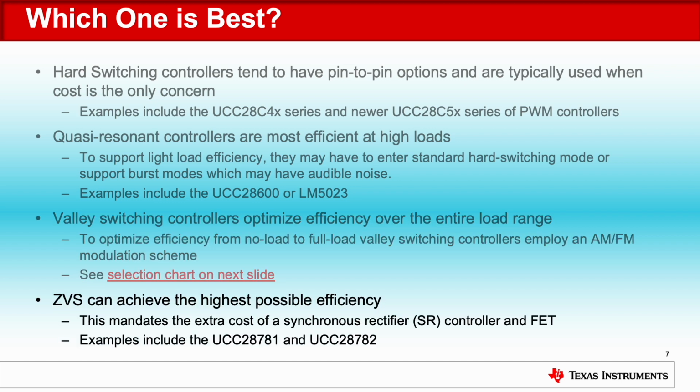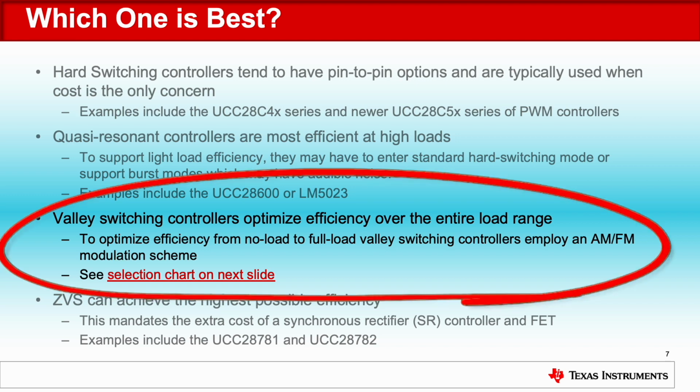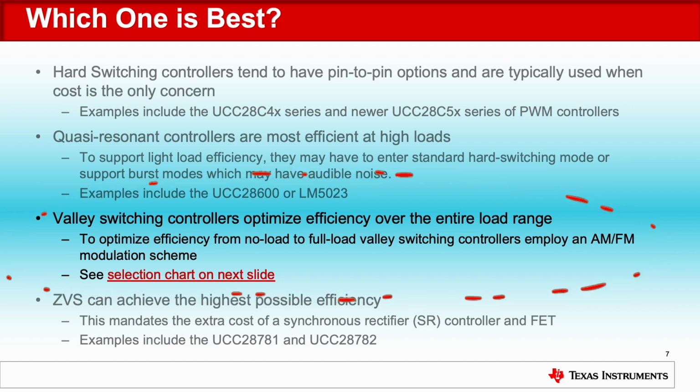ZVS, or zero voltage switching, can achieve the highest possible efficiency. However, this mandates the extra cost of a synchronous rectifier controller and a FET. Examples of this include our UCC28781 and UCC28782. So if you're looking for the best balance between efficiency, cost, and power density, valley switching controllers are going to be your best bet.